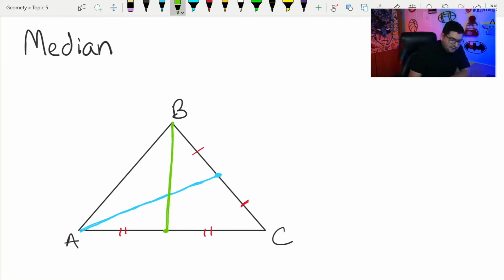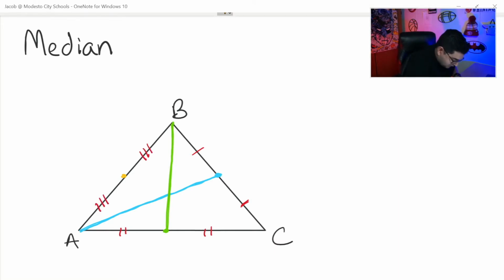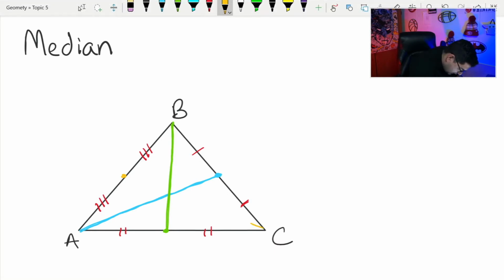There's my second median. My third median would go from the point C to the midpoint of AB, which we'll just say is right here. Let's go ahead and connect those, but first, again, these two segments would be equal to each other. So let's connect these. Alright, so these are the 3 medians inside this triangle ABC.